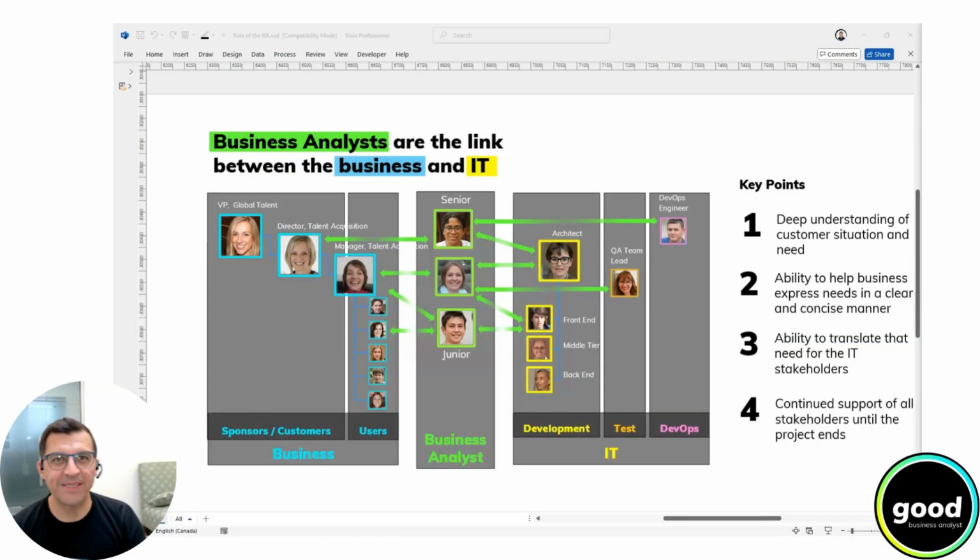You've already heard this idea that business analysts are the link between the business side and the IT side. In this video, I'm going to illustrate to you what that actually means and what kind of skills you need to learn to become an effective business analyst, to be able to get these two sides to work together with each other.